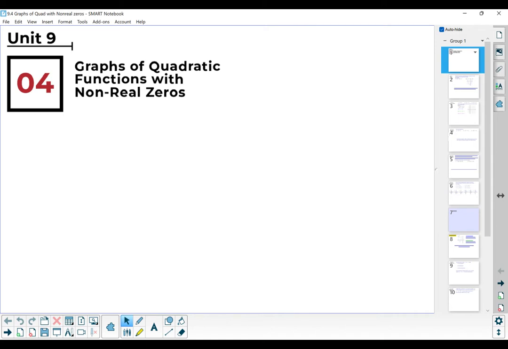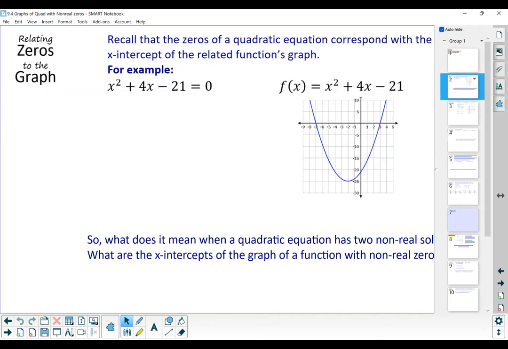We're going to be talking about the graphs of quadratic equations or quadratic functions with non-real zeros. So first of all, just want to talk about how the zeros of a function show up or relate to the graph of a function. So recall that the zeros of a quadratic equation correspond with the x-intercept of the related function's graph.